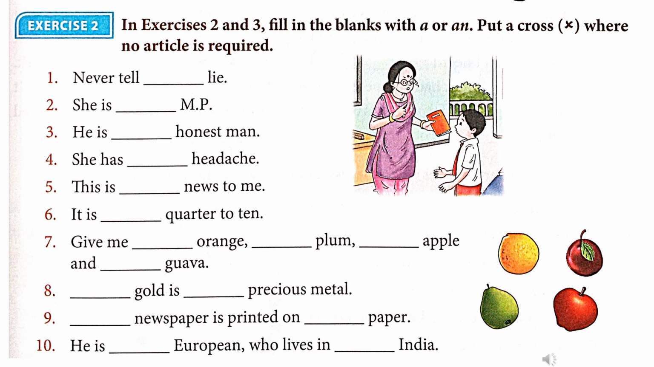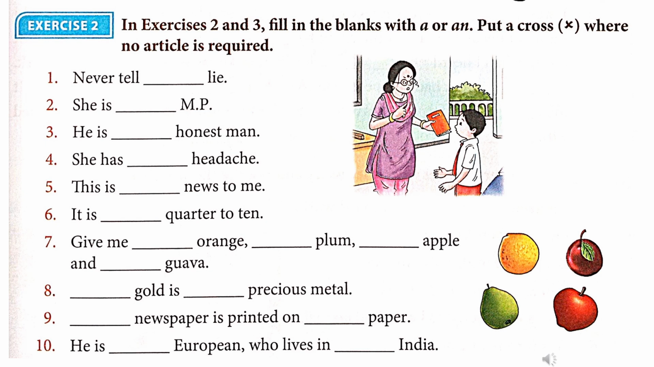Four, she has dash headache. Headache begins with H, so we have to use a. She has a headache. Five, this is dash news to me. Here, no article is needed in this sentence, so we have to put a cross. This is news to me. Six, it is dash quarter to 10. We already told, before half and before quarter we have to use a. It is a quarter to 10.